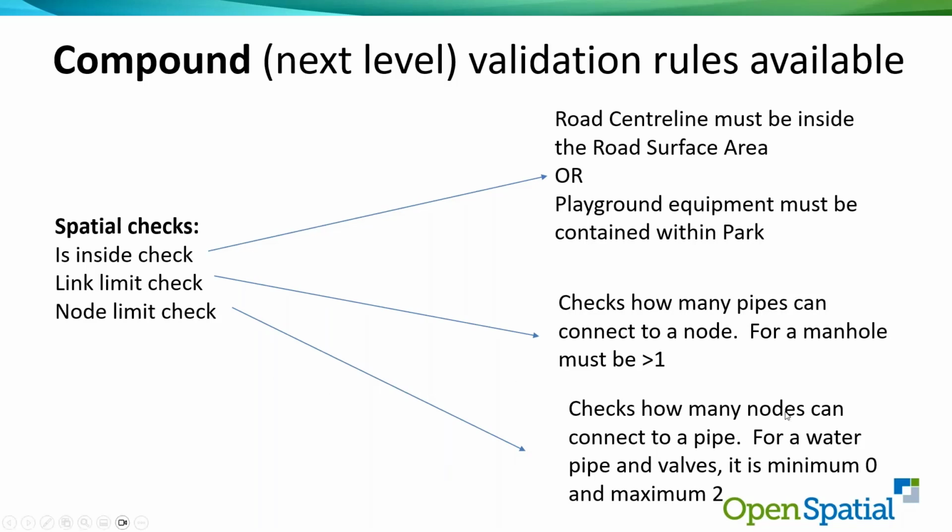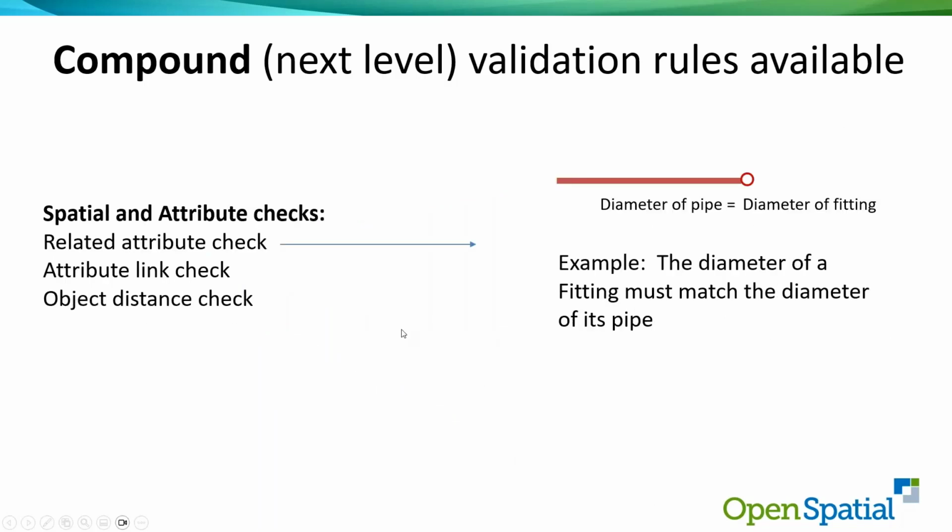The node limit checks how many nodes can connect to a pipe. So for a valve, you can set whether a valve can have any number of pipes on it. Mostly that would be a maximum of 2, depending on whether it's a compound complex valve. There's also spatial checks, things like related attributes.